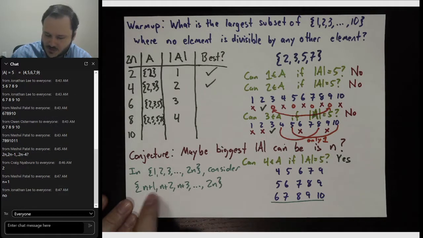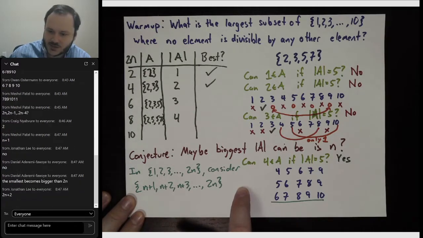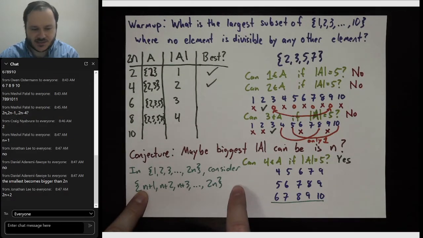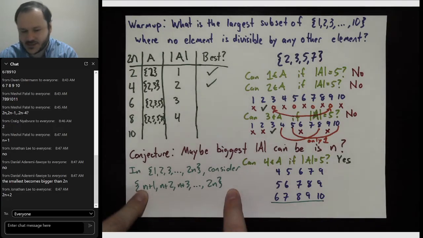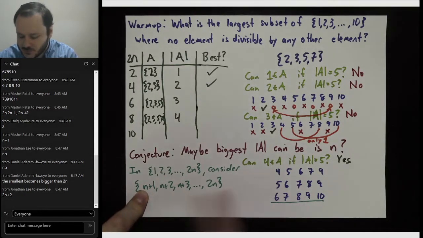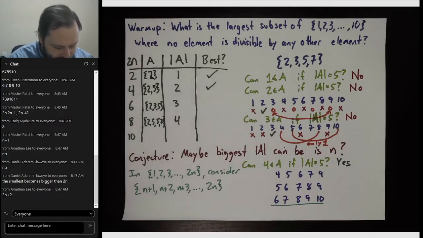N plus 1. What happens if I double n plus 1? N plus 1 is my smallest element, and if I double that one, I'm already too big. The smallest thing I could double pushes me outside of the set. Which means if I take anything in this set and multiply it by anything bigger than 1, I'm too big. I'm already outside of the set. So let me write that down.